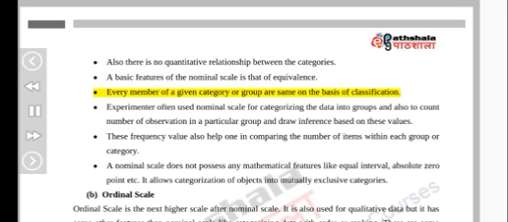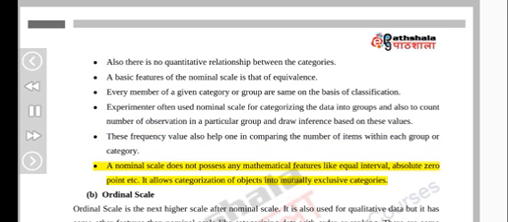Every member of a given category or group is the same on the basis of classification. Experimenters often use a nominal scale for categorizing the data into groups and also to count the number of observations in a particular group and draw inference based on these values. These frequency values also help one in comparing the number of items within each group or category.